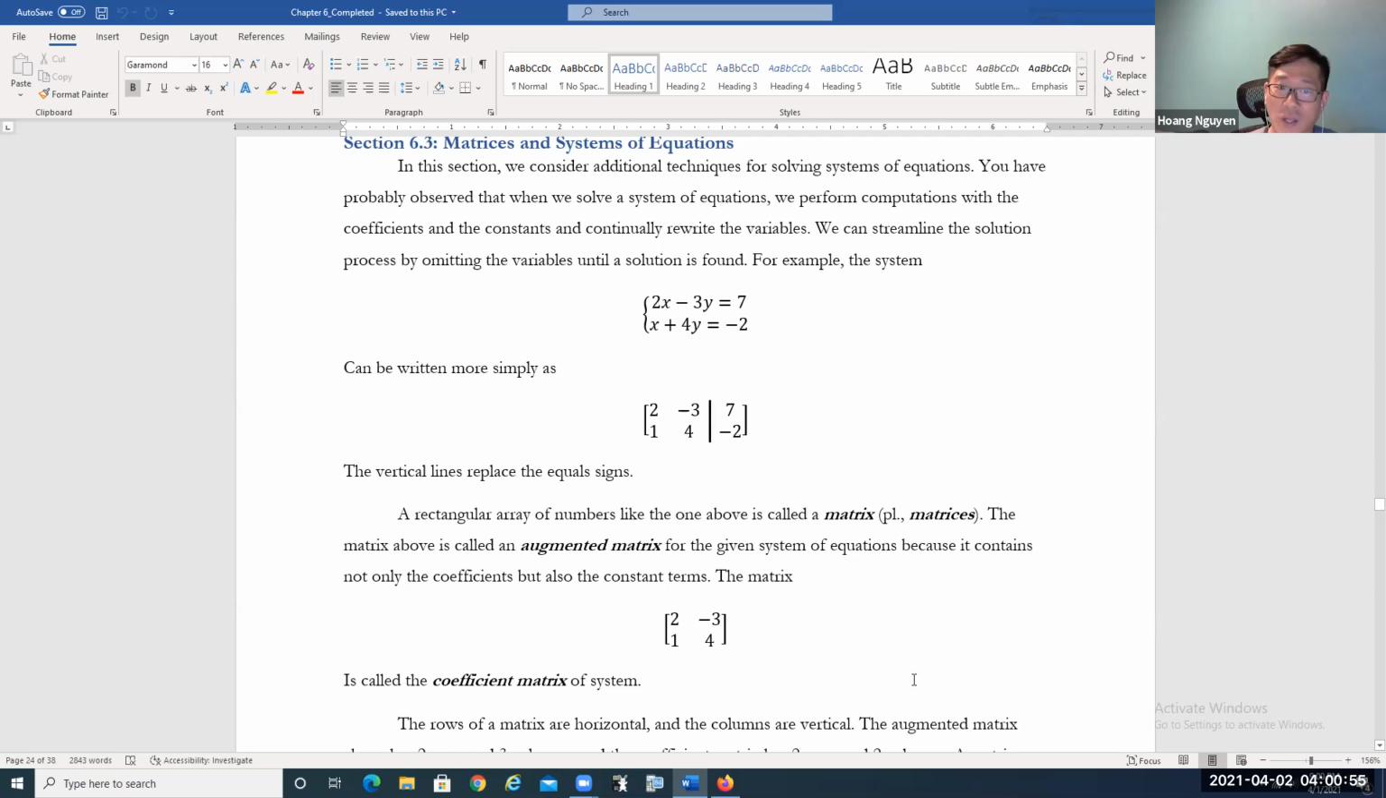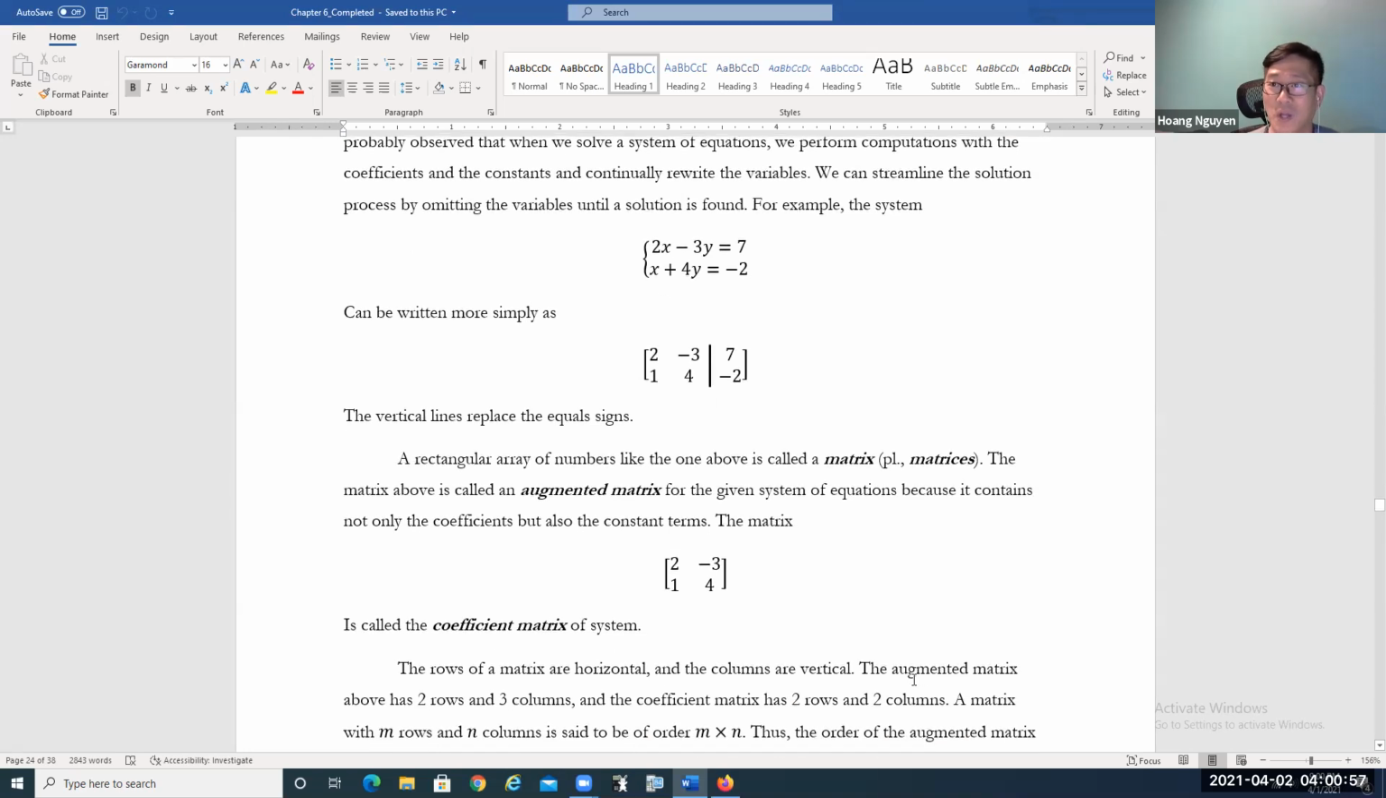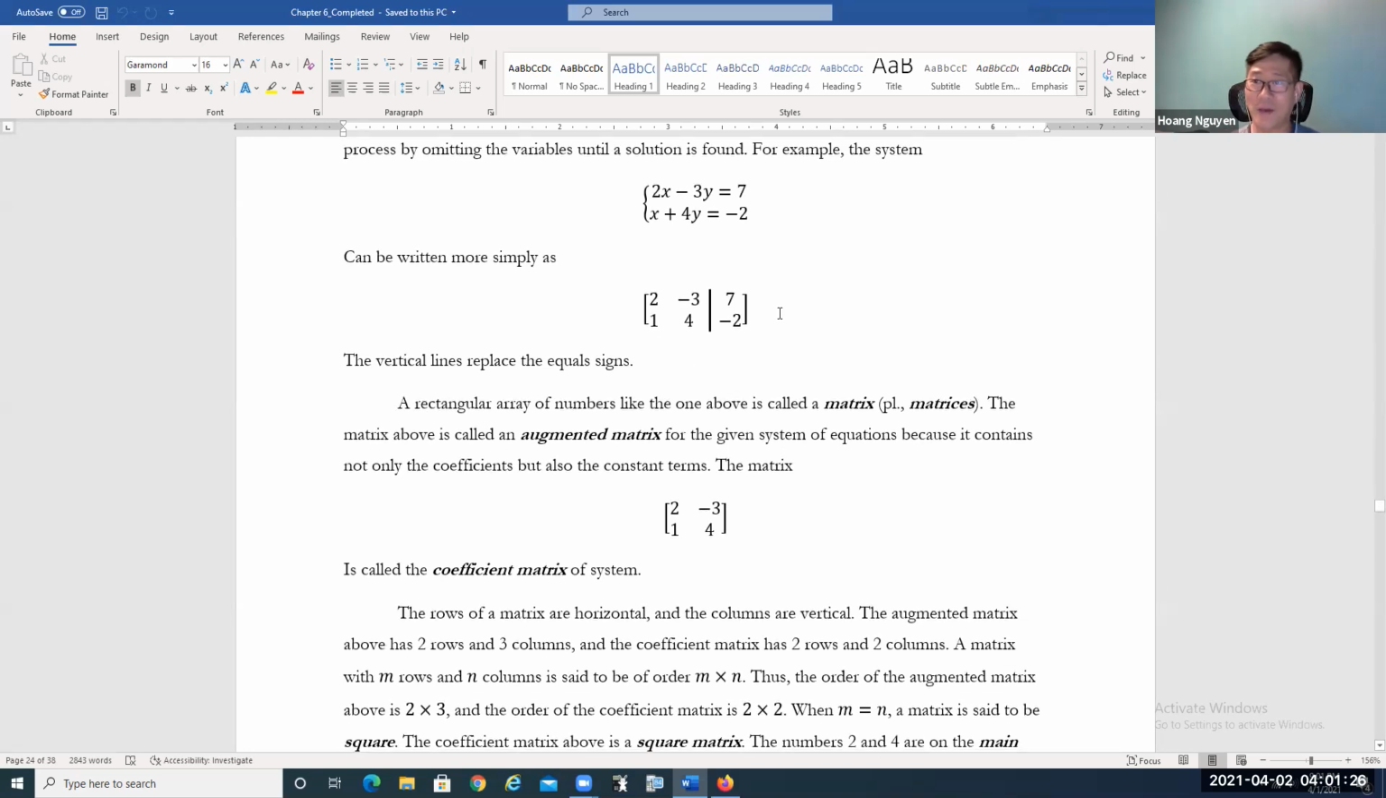The matrix that only contains the coefficients is called the coefficient matrix. So the matrix 2, -3, 1, 4 we call the coefficient matrix of the system because it only shows the coefficients of the variables x and y in the original system of equations. So we have the augmented matrix, and now we know the definitions of a matrix, an augmented matrix, and a coefficient matrix. We're going to talk more about matrices.